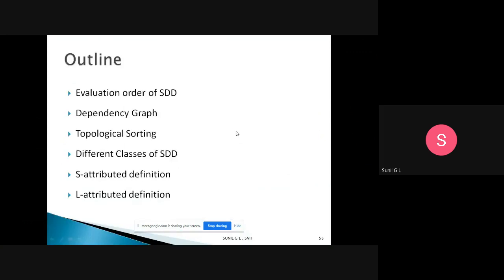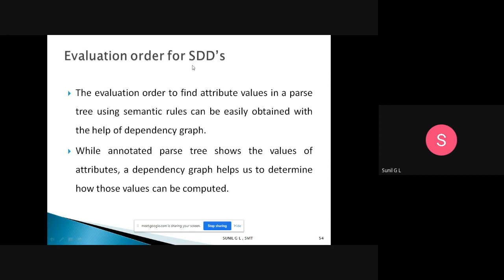Okay, so the outline of today's class is: we will discuss the evaluation order of SDD. Then we will discuss what a dependency graph and topological sorting are, and how to write the topological sorting for a given annotated parse tree. After that, we will discuss the different classes of syntax directed definitions, that is, S-attributed definitions and L-attributed definitions. Okay, so this is the outline of today's class. The evaluation orders of SDD.